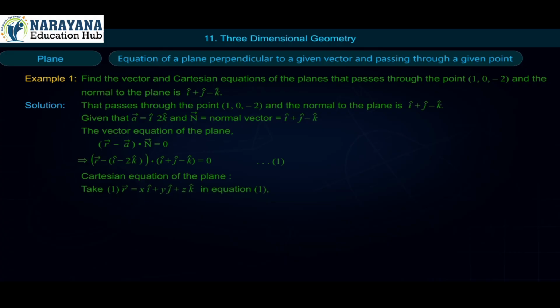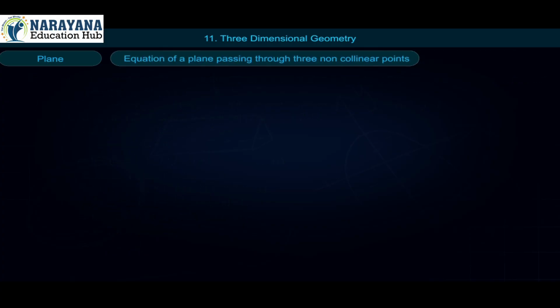Cartesian equation of the plane. Take vector r = xî + yĵ + zk̂ in equation 1. (xî + yĵ + zk̂ − î − 2k̂) · (î + ĵ − k̂) = 0 implies ((x − 1)î + yĵ + (z + 2)k̂) · (î + ĵ − k̂) = 0 implies (x − 1) + y − (z + 2) = 0 implies x + y − z = 3.